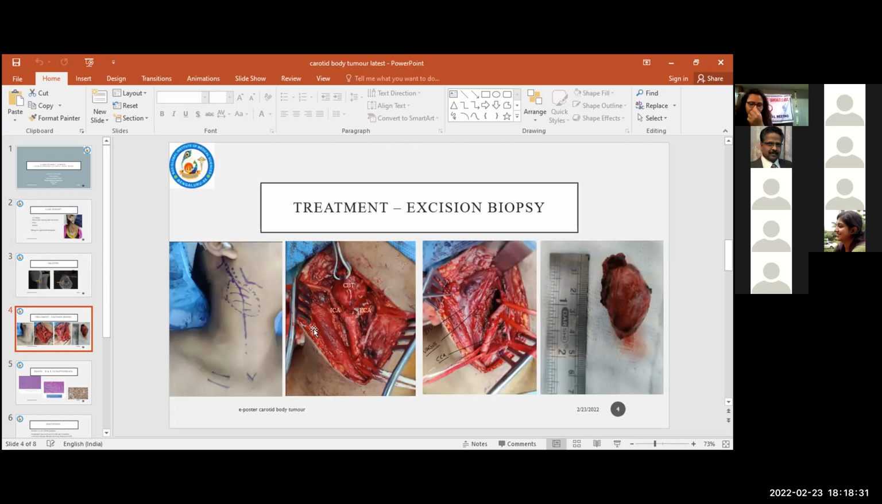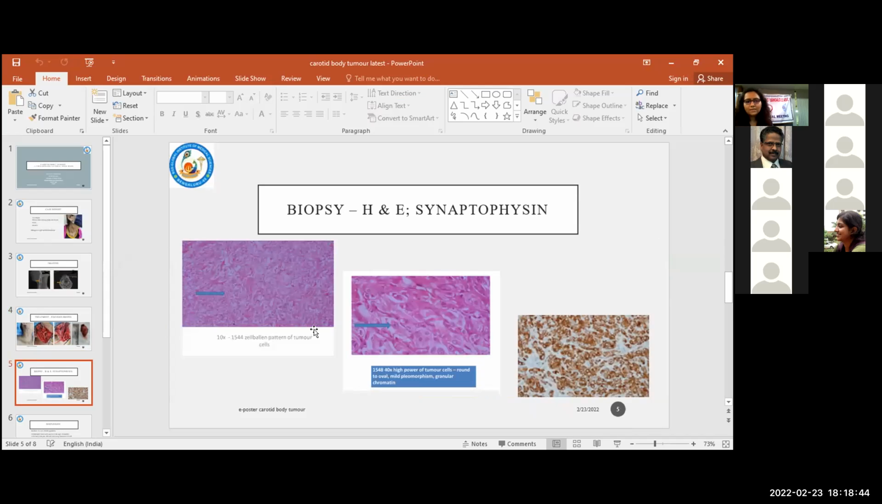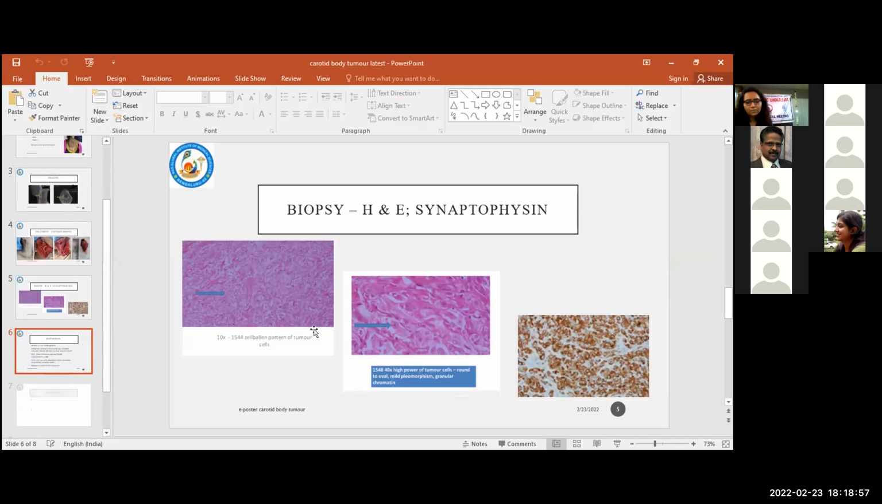Intraoperatively, the external carotid artery and internal carotid artery were preserved, and the hypoglossal nerve, vagus nerve, and glossopharyngeal nerves were preserved after meticulous dissection. On histopathological examination, the images showed Zellballen pattern of cells, and immunohistochemistry was positive for synaptophysin and S100, as shown in the figure.